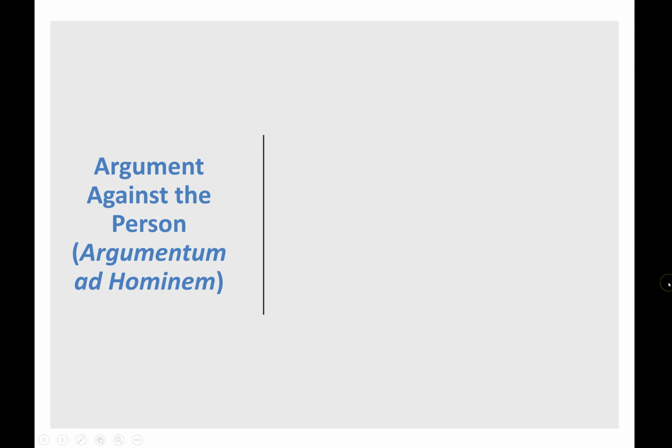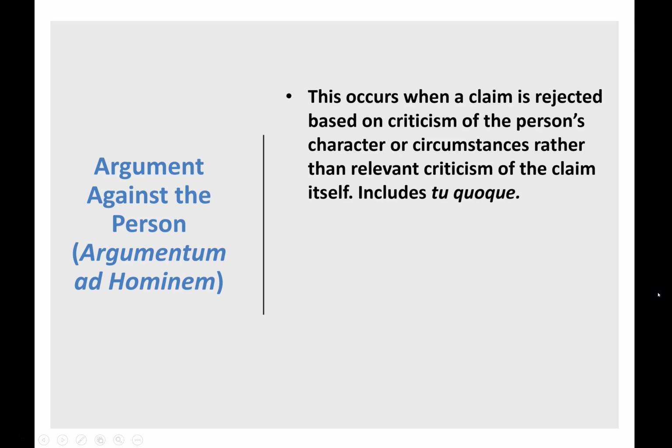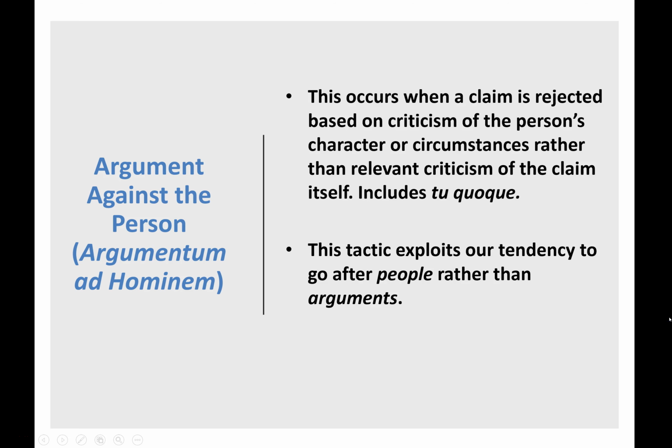Good. Okay, so next up, argument against the person. This occurs when a claim is rejected based on criticism of the person's character or circumstances rather than relevant criticism of the claim itself. And this includes the one known as tu quoque. This tactic exploits our tendency to go after people rather than go after arguments.